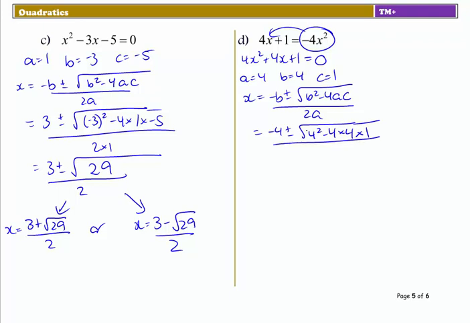1. Always show the substitution. So if you make a mistake, at least people can see that you've done that correctly. Now 4 squared is 16. 16 minus 4 times 1 is 0. All over 2 times 4 is 8. So this is a case of only having one solution. You've got negative 4 plus or minus square root of 0 is just 0 over 8, which is negative 1/2.